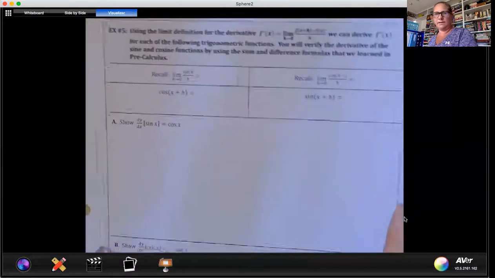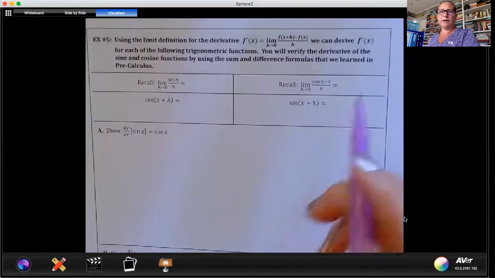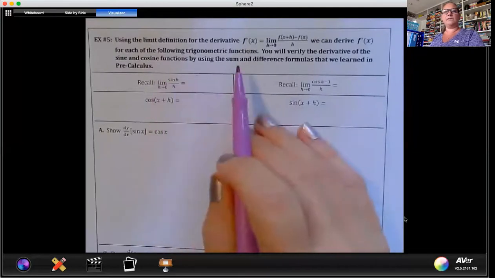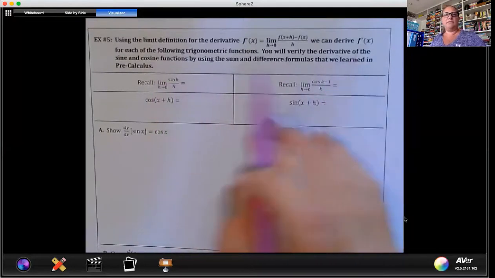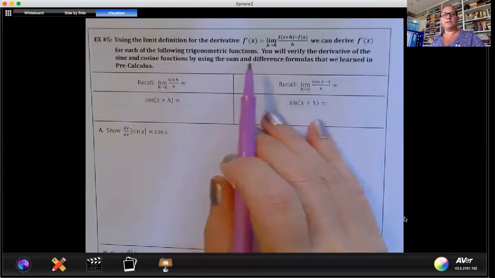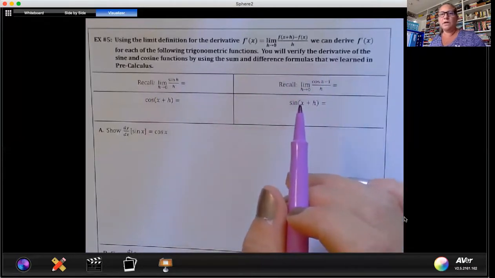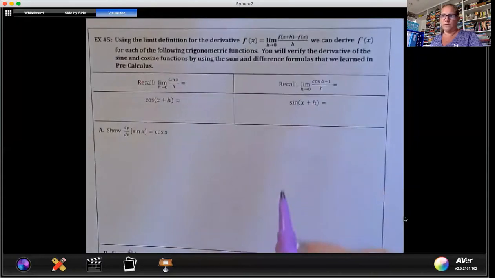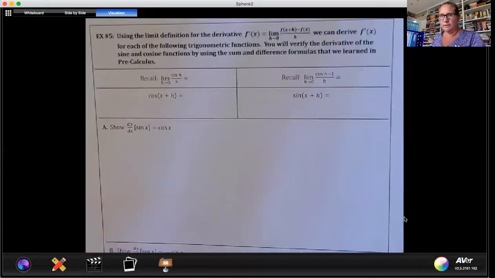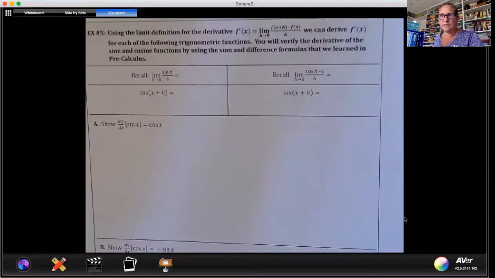All right, let's look at example 5. Using the limit definition for the derivative, and that's up here at the top for you, we can derive f prime for each of the following trig functions. You will verify the derivative of the sine and cosine functions by using the sum and difference formulas from pre-cal. I know you guys did not learn those, so what I'm going to do is give them to you. You probably will not need them beyond this activity.